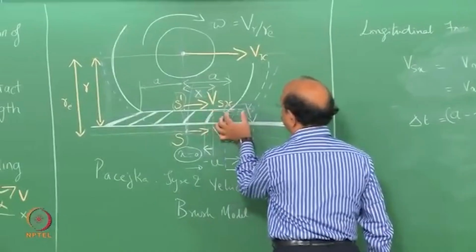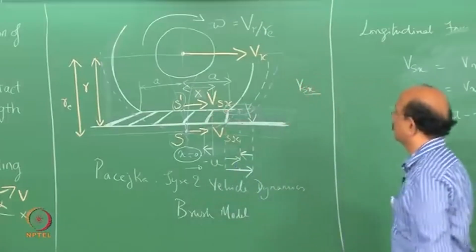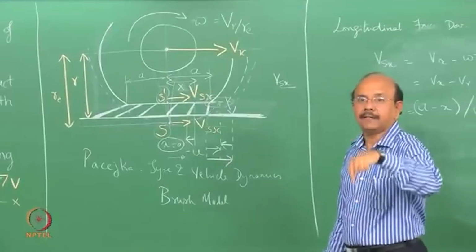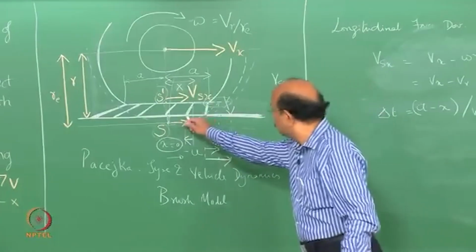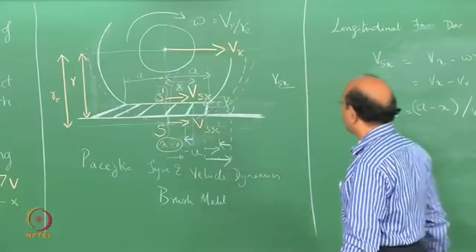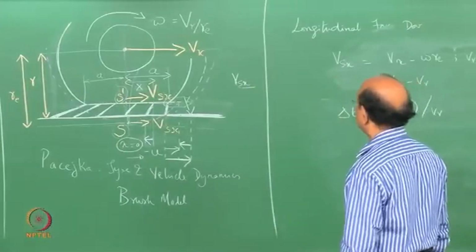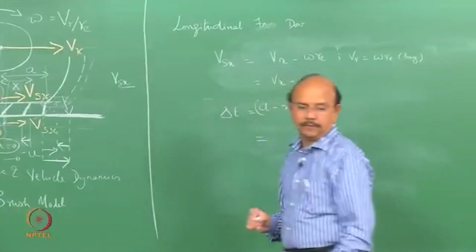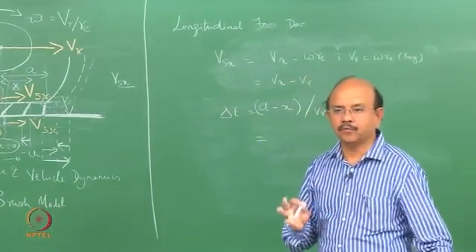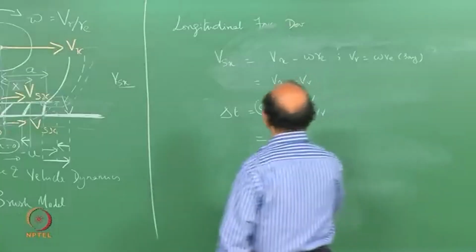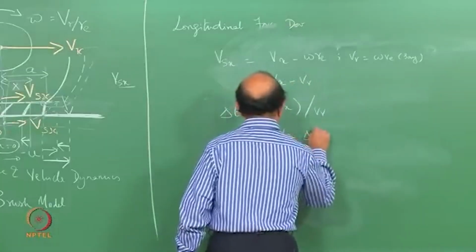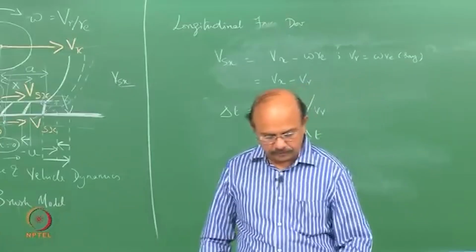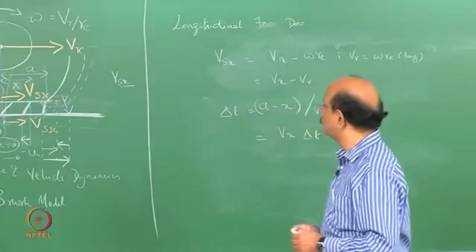This base point has moved, for example, from here to here. At the same time, the tip or head of that bristle has moved a distance equal to Vx into delta t. So at the same time, the distance moved is Vx into delta t.